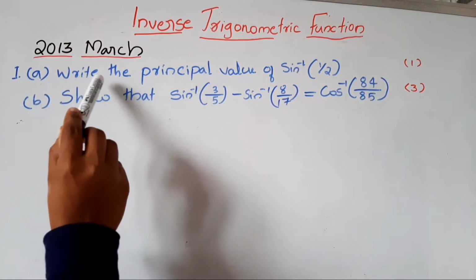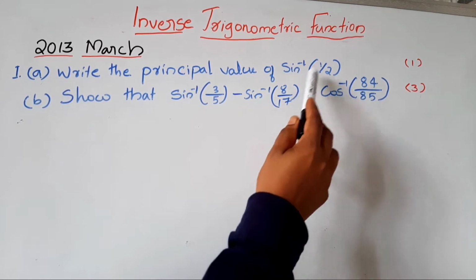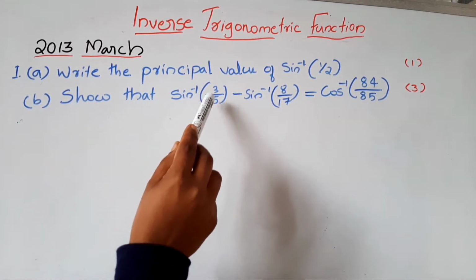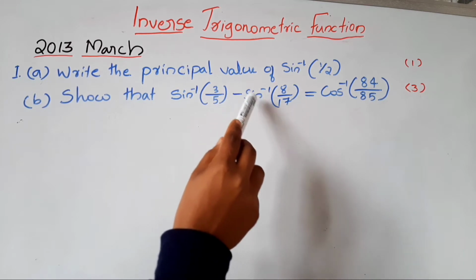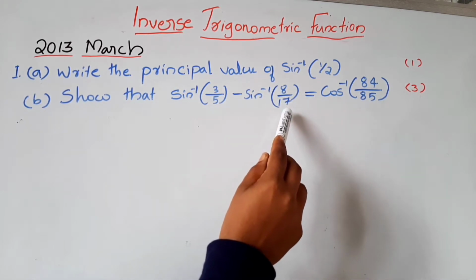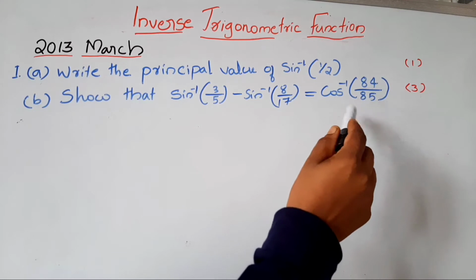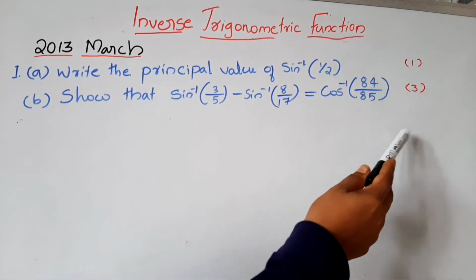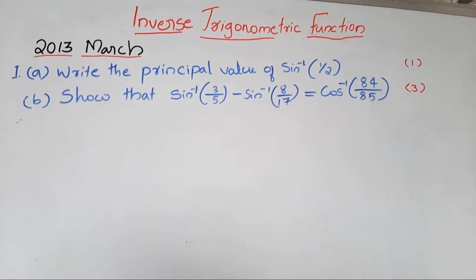Let's see the first one. A: Write the principal value of sin inverse 1 by 2. B: Show that sin inverse of 3 by 5 minus sin inverse of 8 by 17 equals cos inverse of 84 by 85. The A part is 1 mark, the B part is 3 marks. So, we will answer.